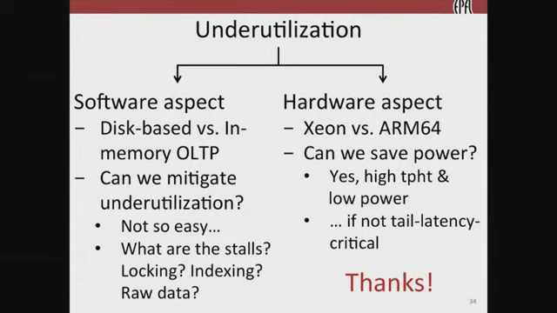So for the underutilization problem, we have looked at the hardware aspect. We have compared Xeon and ARM 64 cores, and the question was, can we save power? Yes, you can, if you're not very sensitive to tail latency. You can have high throughput with low power, but if tail latency is a very big deal for you and your system is not able to tolerate this, then you might end up having only Xeon as your alternative. So this concludes the talk.